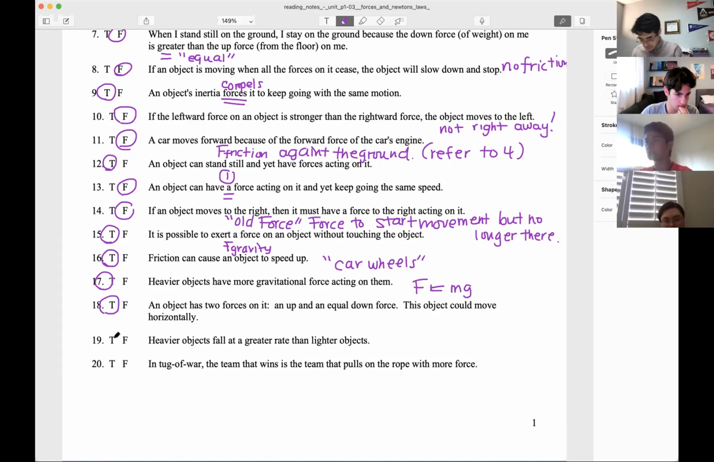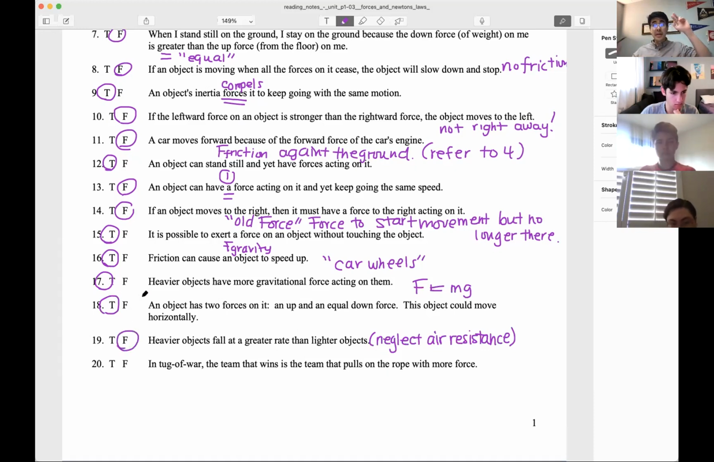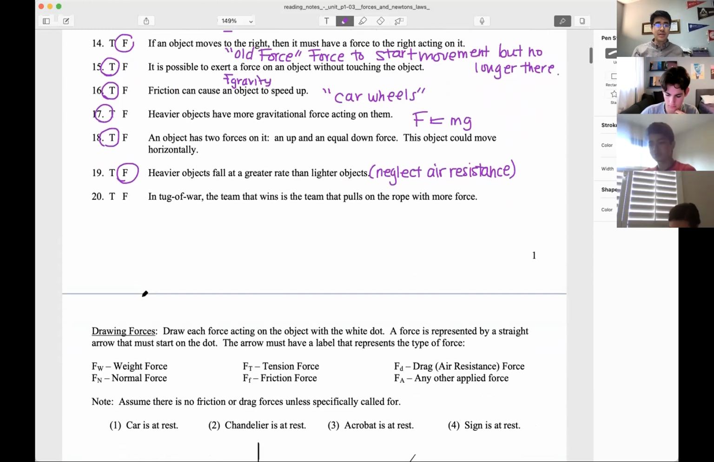Exactly right, sir. Number 19: heavier objects fall at a greater rate than lighter objects. We're going to neglect air resistance here. No air resistance, true or false? False, right? This is the Galileo experiment. We're not going to care about surface area that we talked about last time, or how dense or how light it is. In the absence of air resistance, everything falls at the same rate.